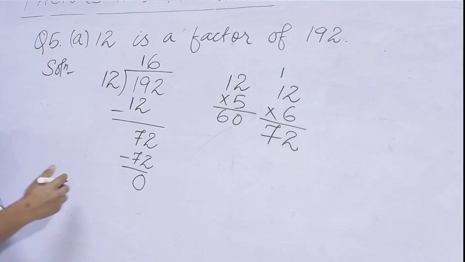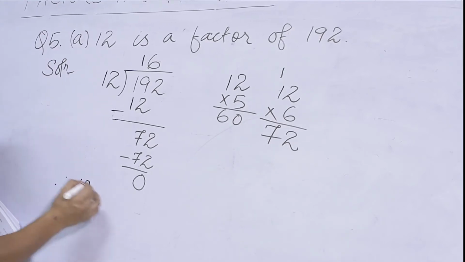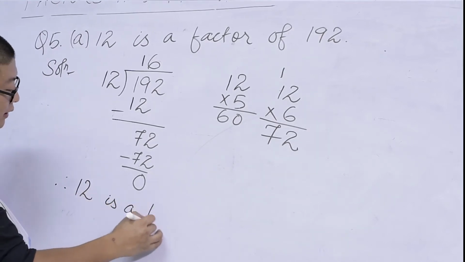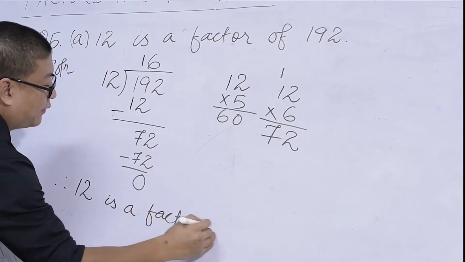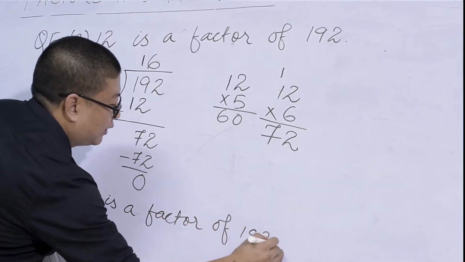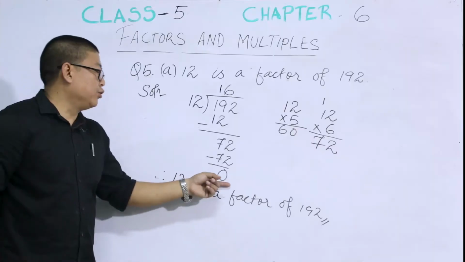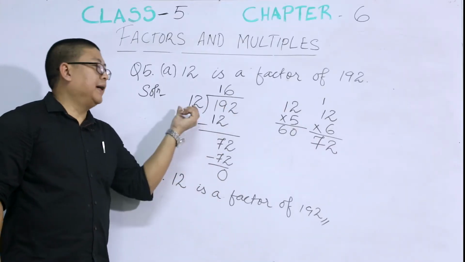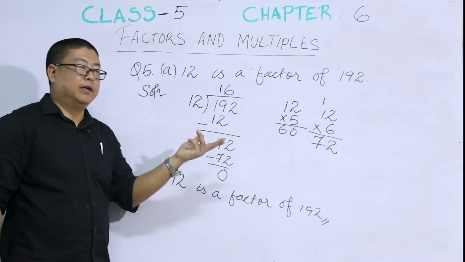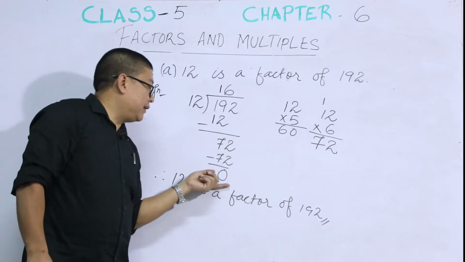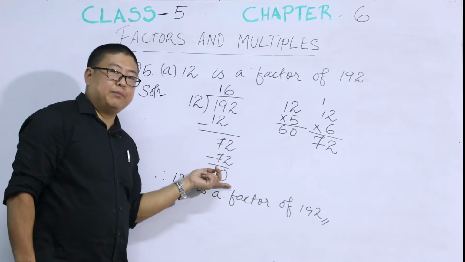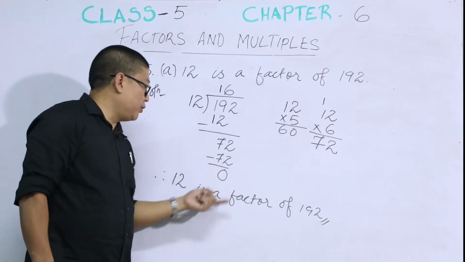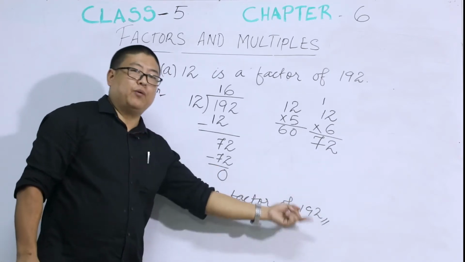So you can finally say that, therefore 12 is a factor of 192 because there is no remainder. Or in short, 192 is divisible by 12, right? Whichever. You can understand in any way. But if you get remainder 0, remember that once you get remainder 0, it becomes a factor of 192.